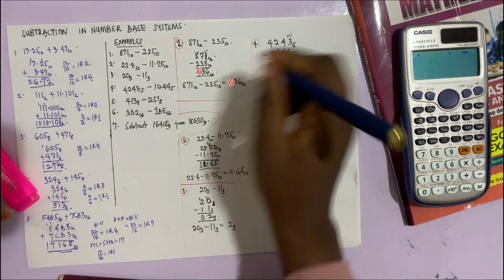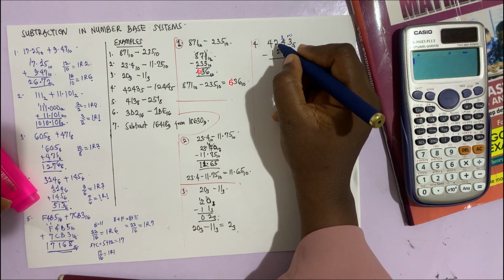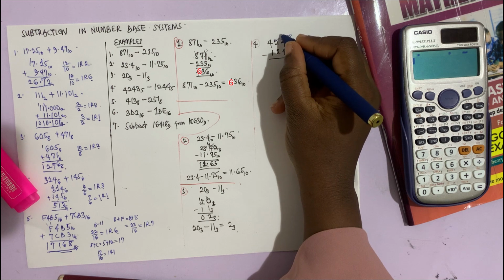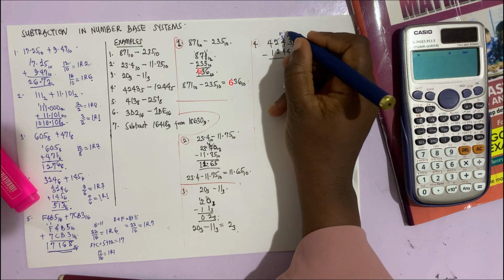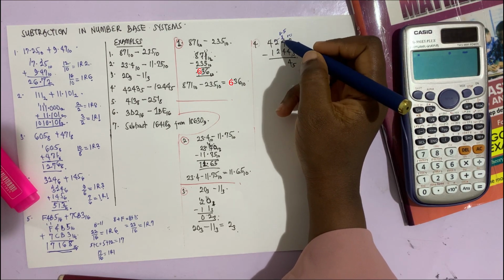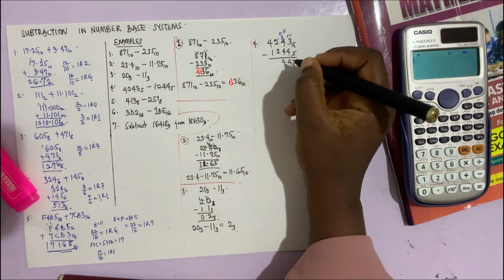So here we are left with 3. 3 minus 4 is not possible. So we borrow 1 from here and bring it here. The one we are bringing is in terms of the base, which is 5 in this case. So 5 plus 3, now that's 8. So 8 minus 4 will also give us 4 as well.